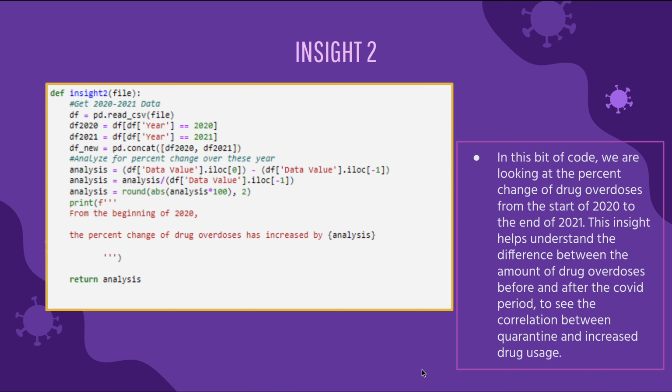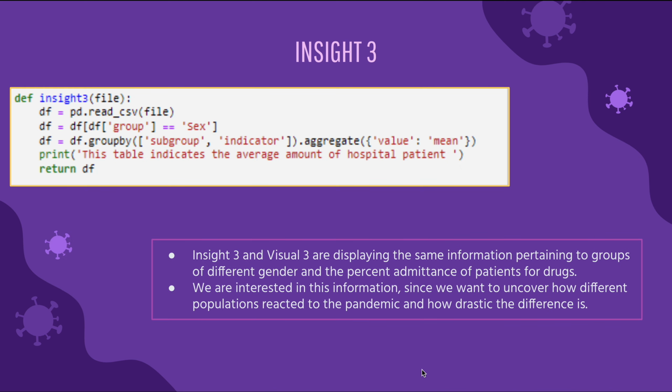For Insight 2, we wanted to see the percent change of drug overdoses from 2020 to the end of 21. And this insight helps us understand the differences between the amount of drug overdoses before and after COVID. So we could pick up on a correlation between going into quarantine at the start of the COVID period and the increase of drug usage throughout isolation.